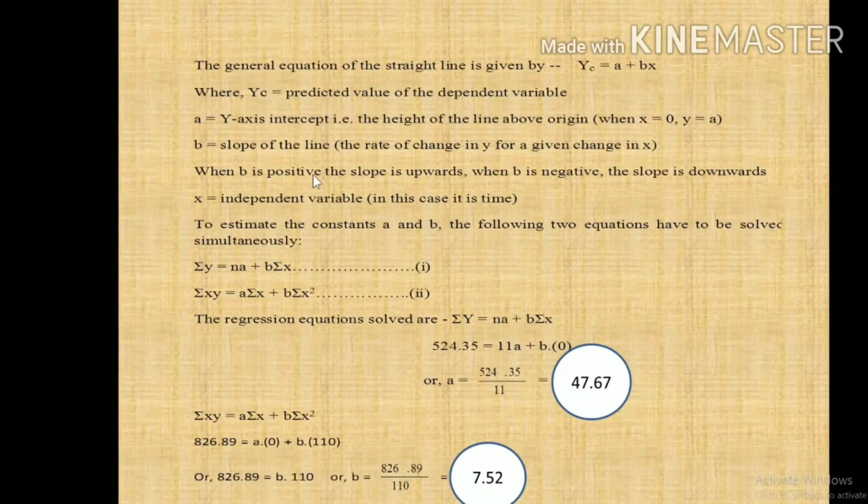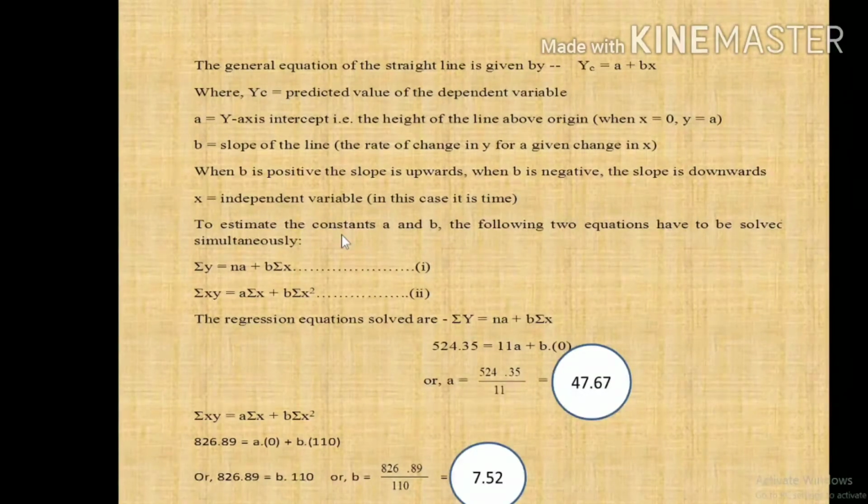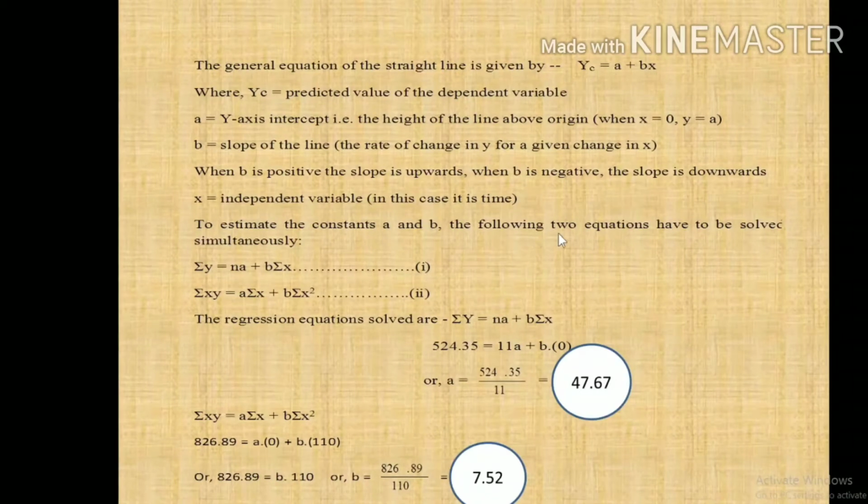When b is positive, the slope is upwards. When b is negative, the slope is downwards. X is the independent variable. To estimate the constants a and b, the following two equations have to be solved simultaneously. Equation number 1 is summation y equals na plus b summation x, and equation number 2 is summation xy equals a summation x plus b summation x square.